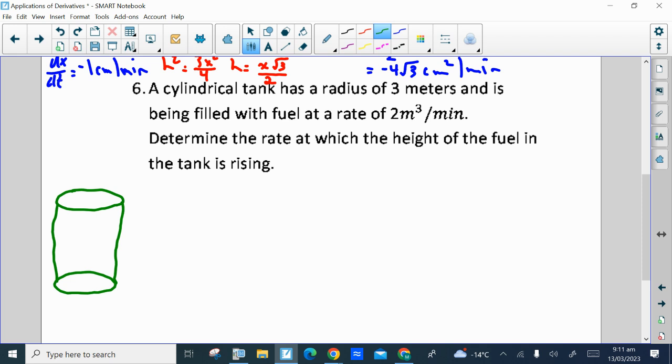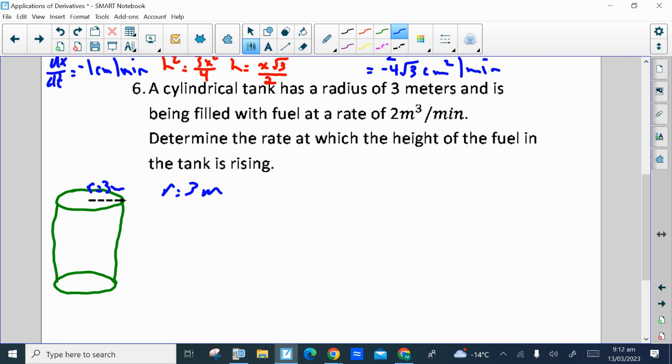Only this isn't a soup can, it's a fuel tank. And we're told that r, the radius, is 3 meters, and that would be a constant. That's not changing. Doesn't matter what the height of the fuel in the tank is, the radius will be a constant. So r is 3 meters. So we're given that. R is 3 meters.